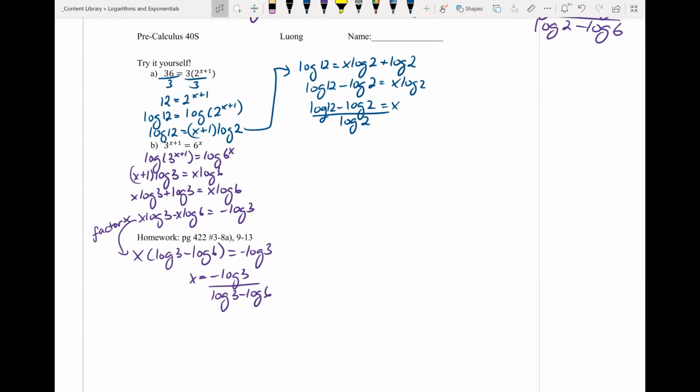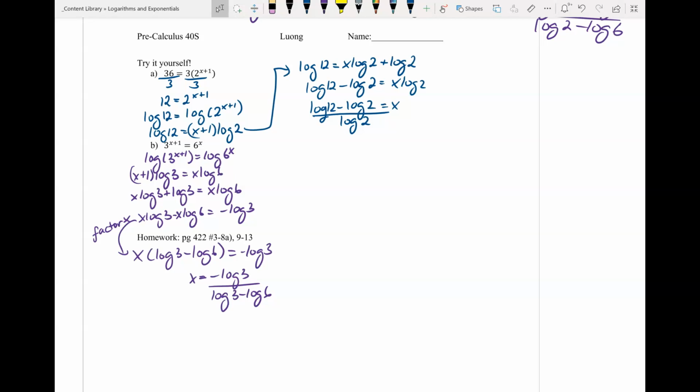So here's the try it yourself. In part A, I divide by 3 on both sides first, so I can get rid of that 3 next to the 2 to the x plus 1. Then I took the log of both sides, brought down the exponent, and multiplied it with the log 2. I rearranged and solved for x.